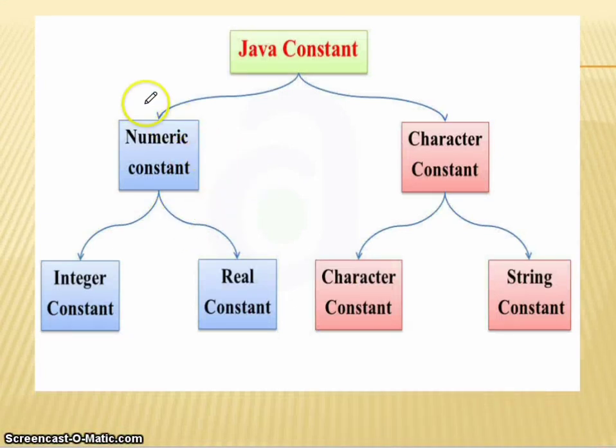Java constants are of two types, numeric and character. Numeric are divided into two types, that is integers and real. Character constants and string constants.